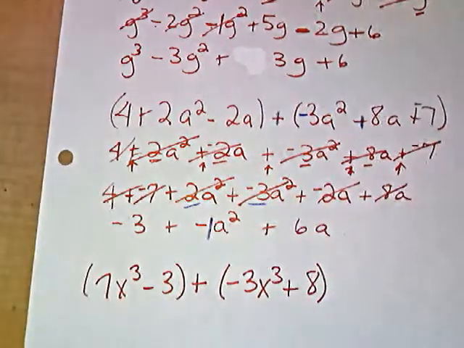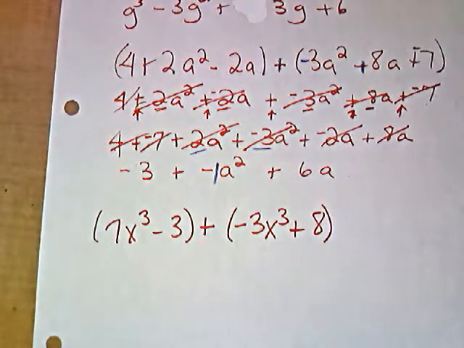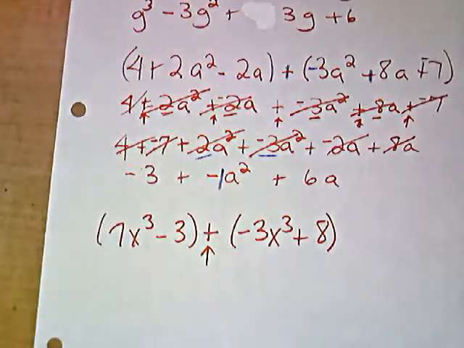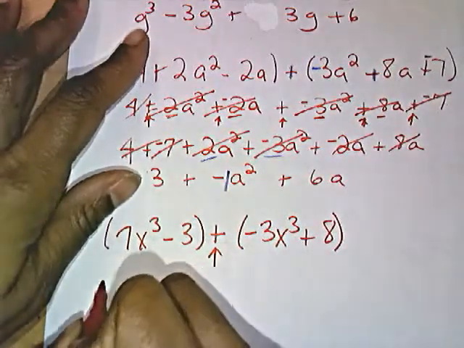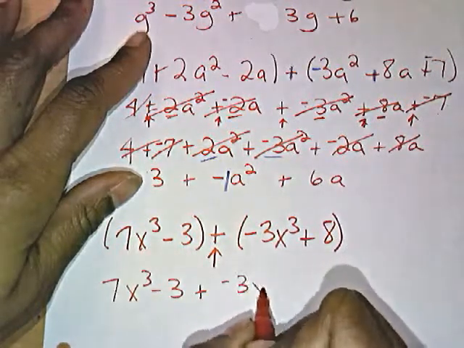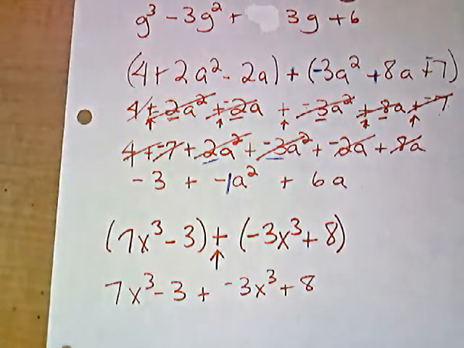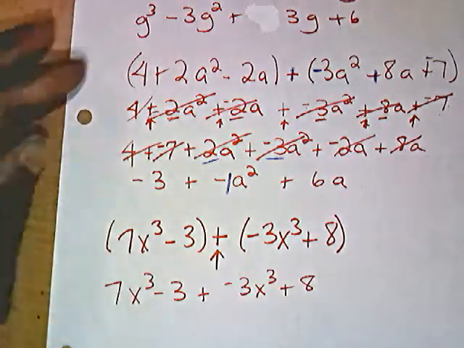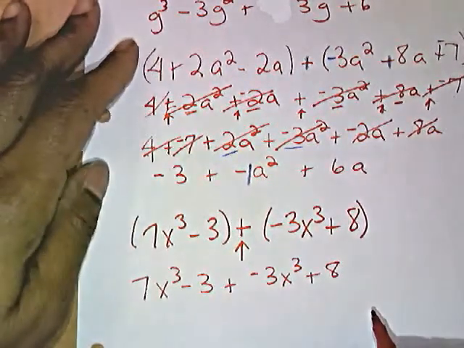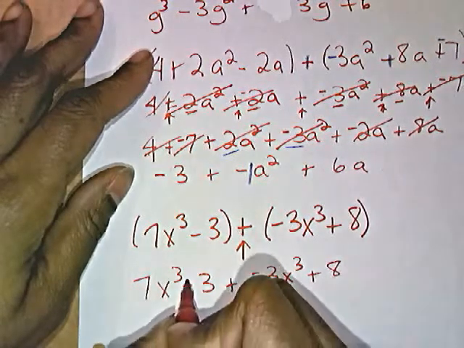Okay? Now let's look at this problem right here. What do we have? This is an addition problem. I'm just going to go through. I'm going to add 7x to the third minus 3 plus negative 3x to the third plus 8. I've changed no signs. Okay? Now if I really want to hold true to my I hate subtraction, negatives I like. I hate subtraction.